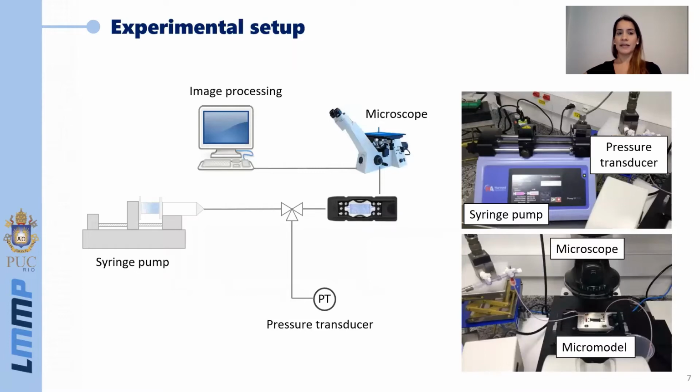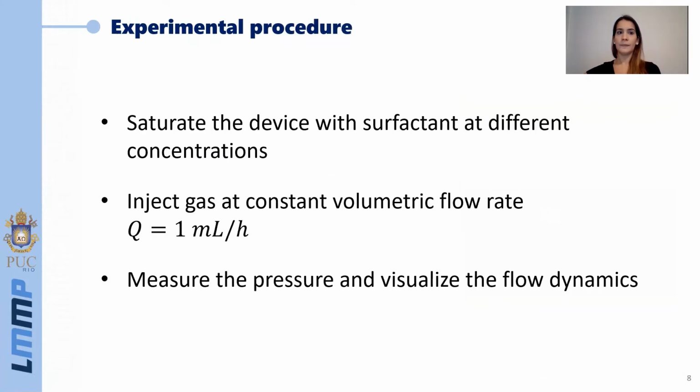The experimental setup used consists of a syringe pump, a gas-tight syringe, a pressure transducer to monitor the pressure, the micromodel, an inverted microscope, and a computer to do the image processing. First, we saturate the device with a surfactant solution at different concentrations. Then we inject gas at a constant volumetric flow rate. It's 1 milliliter per hour. Then we measure the pressure and visualize the flow dynamics.